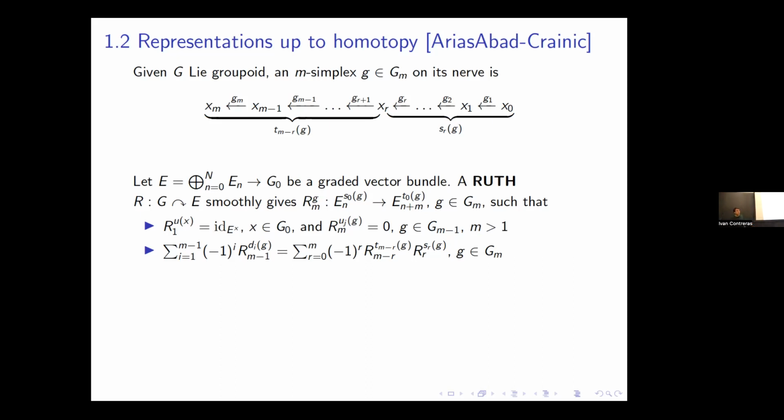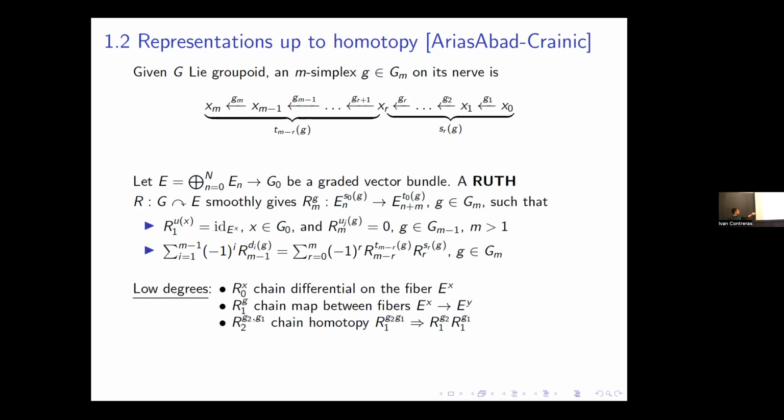And then, for instance, R_0 decreases the degree by 1, R_1 keeps the degree, R_2 increases the degree by 1. And so in low degrees, you can see that R_0 ends up being a chain differential on the fibers. R_1 is a chain map between the fibers, but these chain maps may not preserve the composition. Every time you have a commutative triangle on the groupoid, you may push forward with R_1 of the first arrow, R_1 of the second, or R_1 of the composition, and they may differ, but they will be related by a chain homotopy given by R_2. In the same fashion, R_3 is going to give some coherence between the homotopies, and so on.